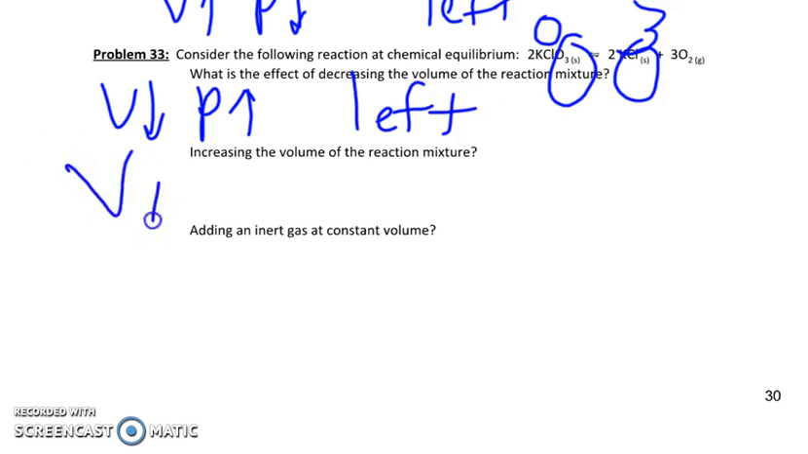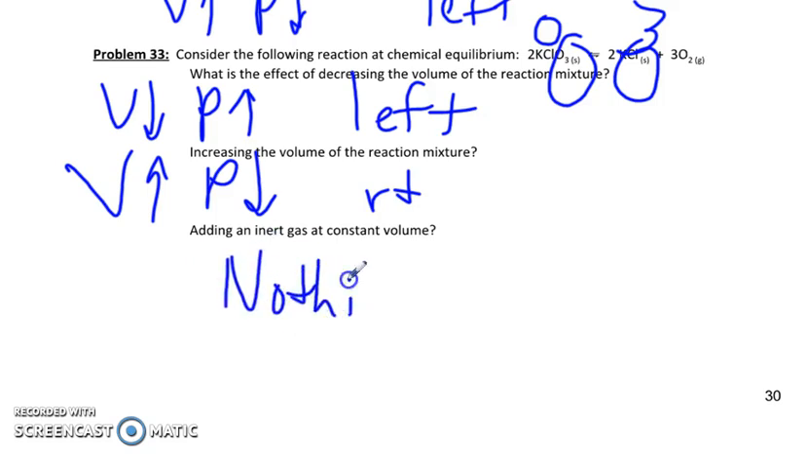What if volume goes up? Pressure goes down. Okay, so what's going to happen there? It's going to shift to the right. It's the opposite. And same question as before. What if I add an inert gas? Nothing. Okay, nothing's going to happen. So it's not going to shift either way. Okay, let's go to the next page.